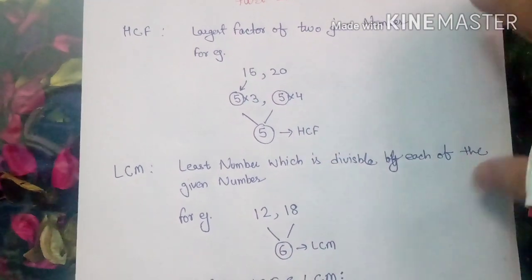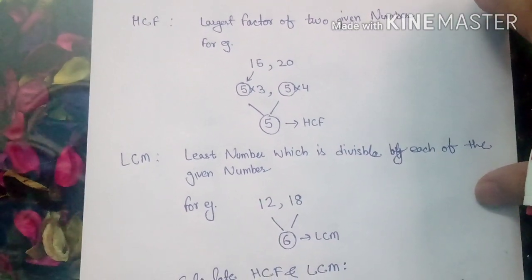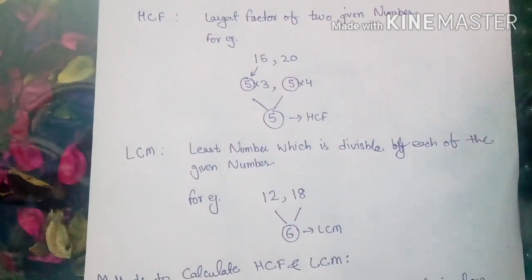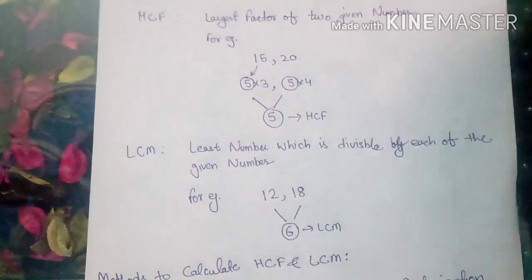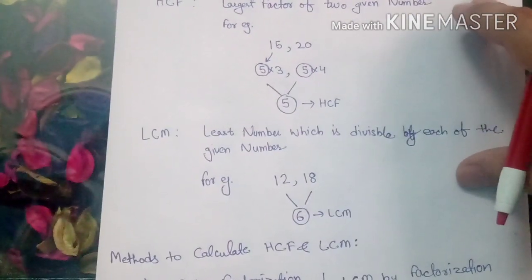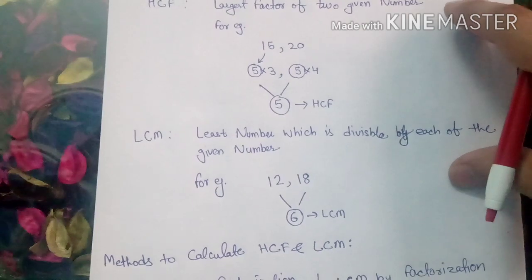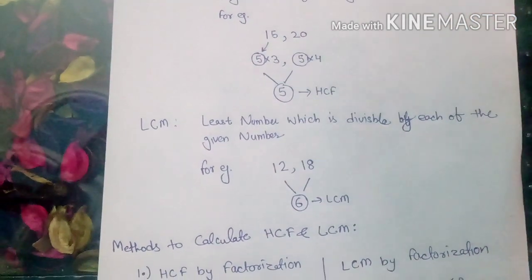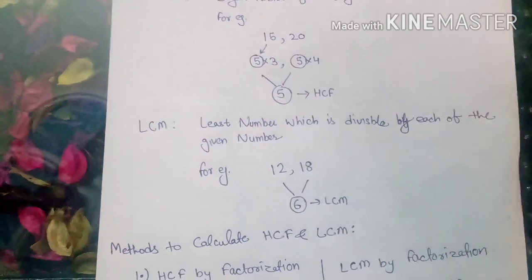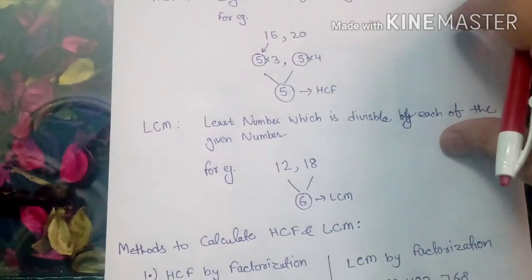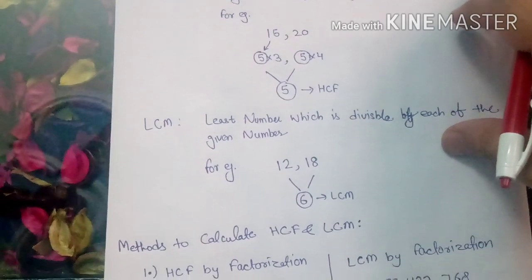Now we'll quickly discuss LCM. LCM is the least number which is divisible by each of the given numbers. For example, we have two numbers 12 and 18. We can write 12 as 6 into 2 and 18 as 6 into 3, and 6 is the common factor which divides both the numbers. So 6 is the HCF of the given numbers.